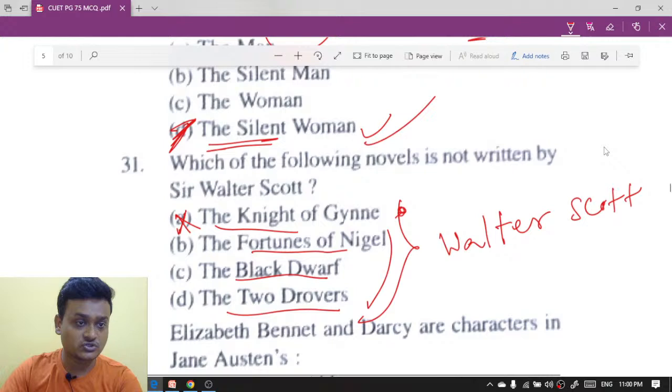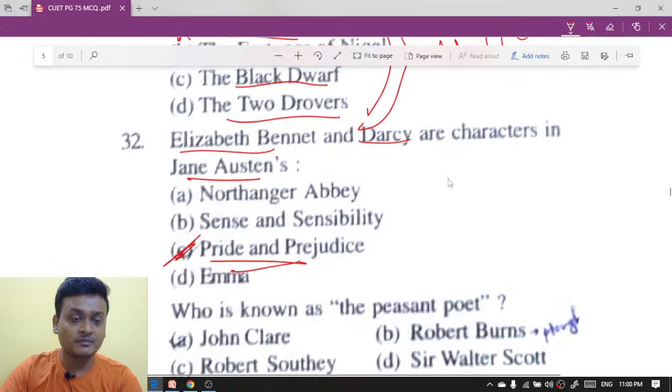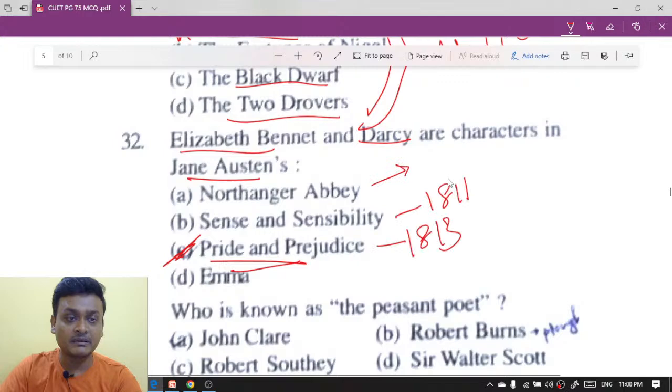Elizabeth Bennet and Darcy are characters in Jane Austen's Pride and Prejudice, published in 1813. Sense and Sensibility was published in 1811. Northanger Abbey was published in 1818, and Emma was published in 1816. So, moving on to question 33.